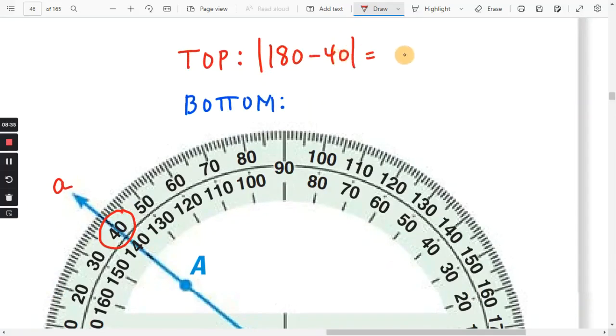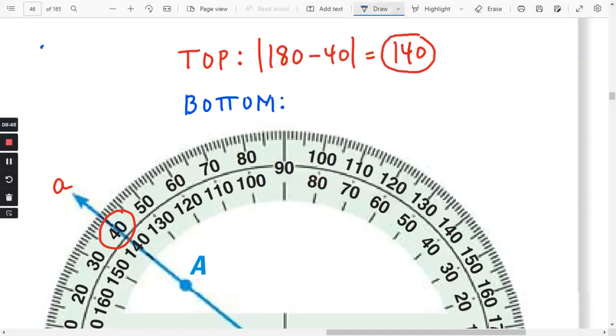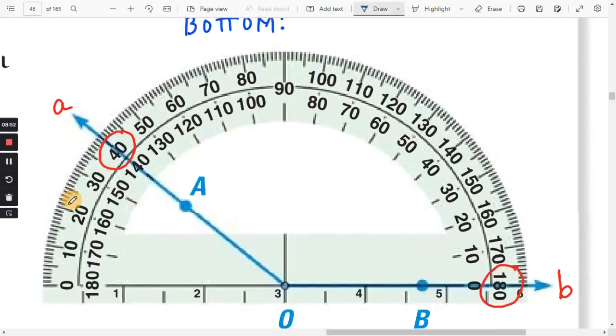Okay, and 180 minus 40 is just 140. I don't need the absolute value because I put the greater number first and it automatically makes it positive when you do that. All right, now let's try the numbers on the bottom. The number on the bottom right here is 0, and the number on the bottom right here is 140.